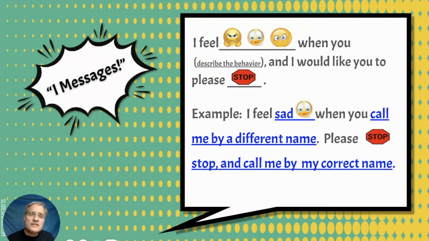So I-messages are specifically about what you feel and what you want the person to stop doing, okay? And they're said with that strong, assertive, but kind voice. If we say it in a mad voice and possibly yell at someone, people often don't listen when people yell at them. That's why we have to use a serious voice.